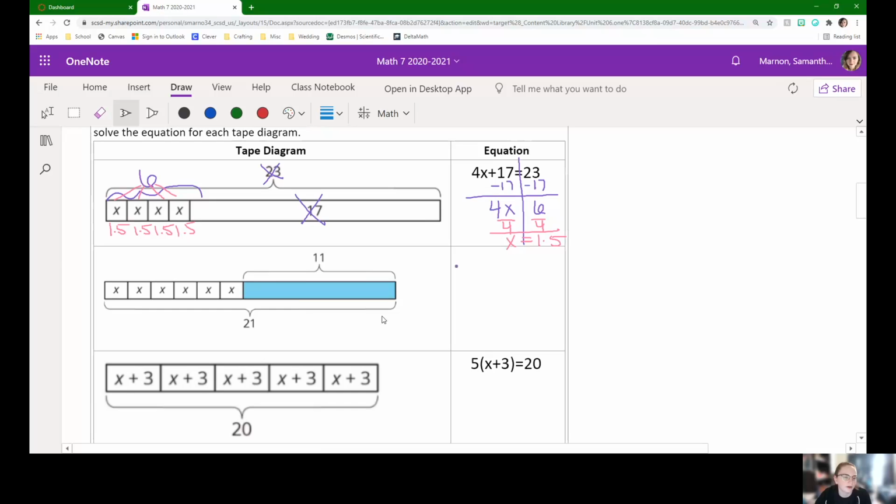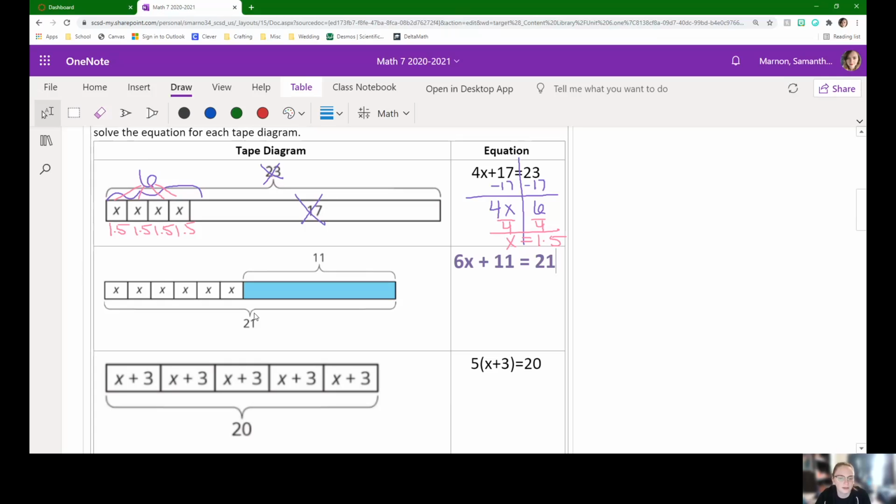Let's look at the second one here. So see first if you can write an equation. So pause the video and write an equation that would represent this tape diagram. Okay, so looking at this tape diagram, I have 6 x's. So that would be 6x plus we have 11 more. And all together, I can see in the diagram that they equal 21.